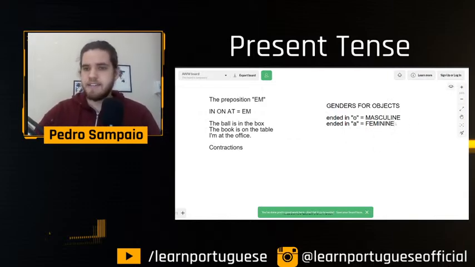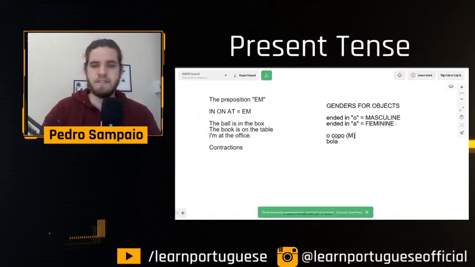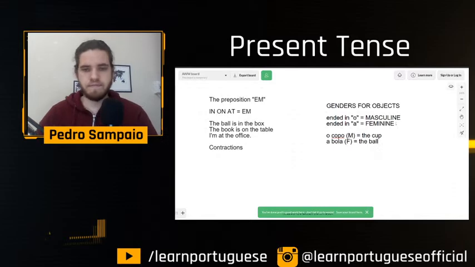With that being said, let's go back to our examples we used as well. So copo and bola. This one finishes in o, it's masculine, so the article is o copo. O copo, as we already know, means the cup. Bola ends in a, therefore it's feminine. So a bola means the ball. Now let's go back to the contractions, to em and contractions.